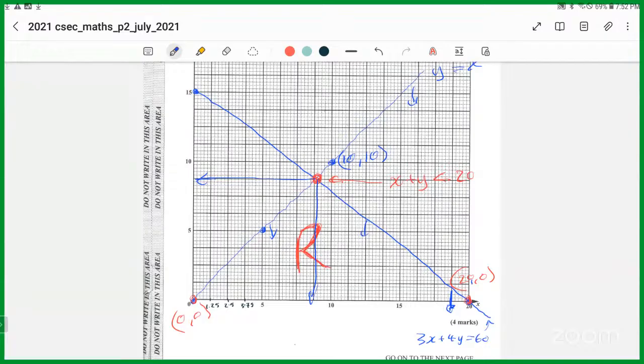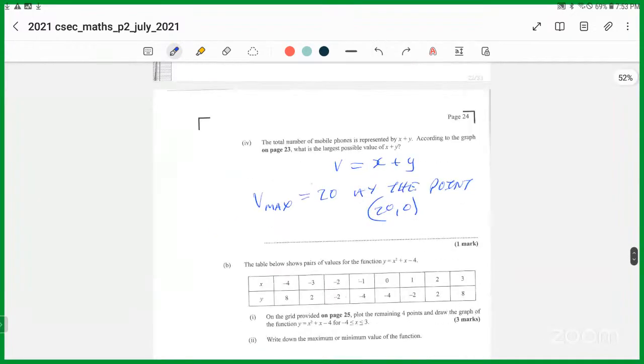So the x and the y value both less than 10, then the sum of x plus y must be less than 20. So the total down here is greater than the total up here. So the maximum of x plus y is at this point, 20, 0. And that is why the maximum value is just 20 at the point 20, 0. Done.